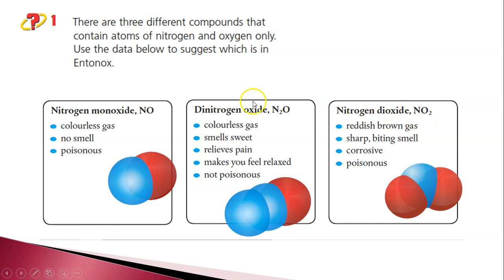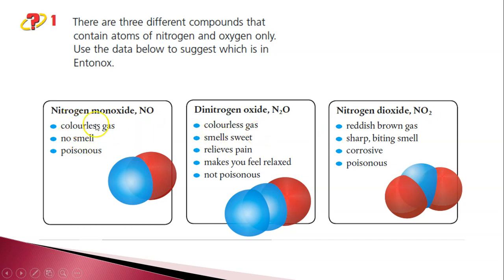Hope this is clear. All these compounds have nitrogen and oxygen. These are the elements in the compound. But the number of atoms is different. Here there is only one oxygen, one nitrogen. Here there are two nitrogen and one oxygen. Here is one nitrogen and two oxygen. So because of this, there are differences in their properties.